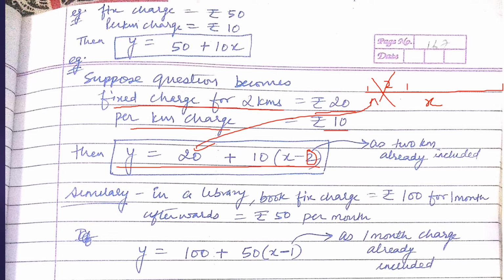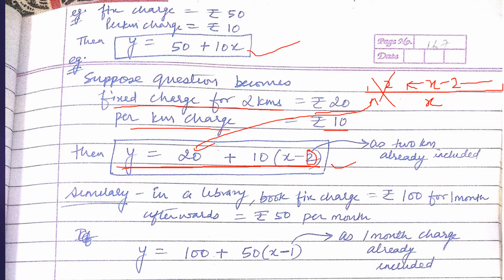So if 2 kilometers are gone, how much is left? Total minus what is gone? x minus 2. That is why the equation is y equal to 20 plus 10 bracket x minus 2. Now I hope this concept is clear to you. Why are we forming equations like this?